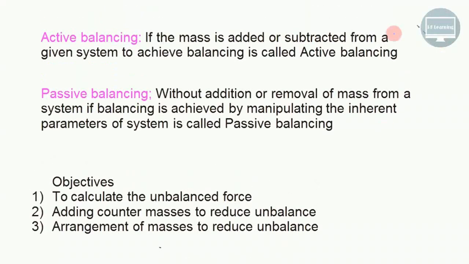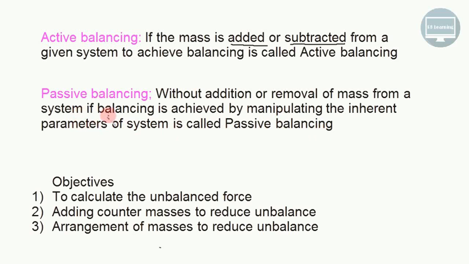Balancing can be done in two ways. One is called active balancing and one is called passive balancing. In active balancing, we are adding mass or subtracting mass. So we'll add it or subtract it, but the extra quantity from a given system to achieve the balancing is called active balancing. In case of passive balancing, without addition or removal of mass from a system, if balancing is achieved by manipulating the inherent parameters of the system, it is called passive balancing.